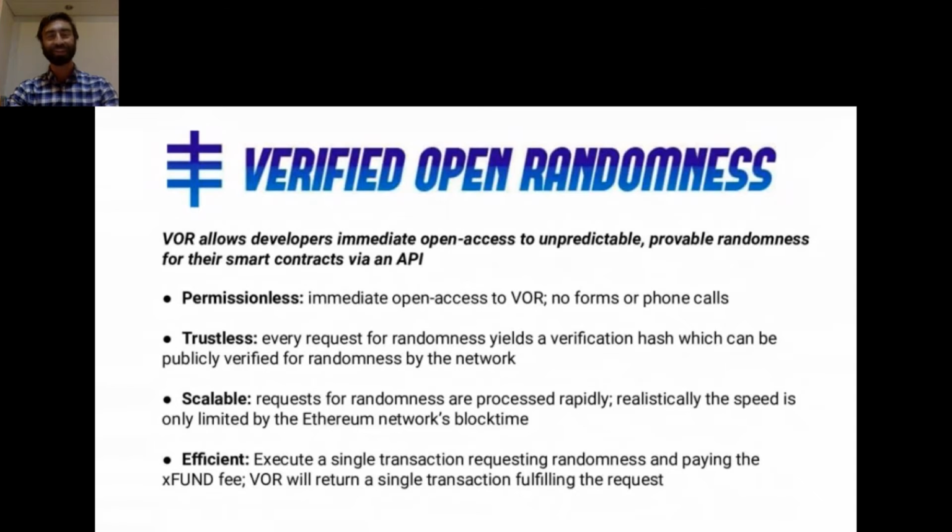And secondly, second great feature of VOR is that it is trustless. Every request for randomness yields you this verification hash, which you can publicly verify. You can look at any block explorer and verify that this randomness call was indeed fair, let's say. And I can explain briefly how that works. Essentially, anyone who designs a smart contract to link to the VOR contract will call a random number. And the VOR coordinator contract will return two things. One is the random number, and two is a verification hash, which can always be checked by anyone to verify that indeed that randomness request was authentic.